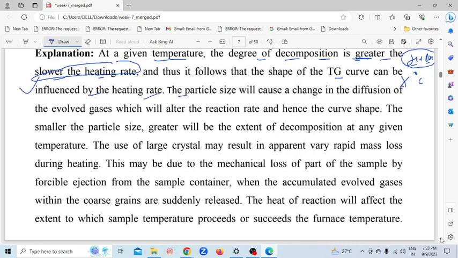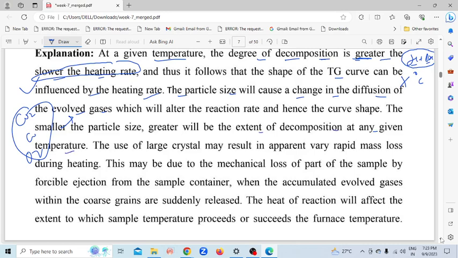Then second, the particle size will cause a change in diffusion of the evolved gas. When decomposition occurs, some gases will be generated, as we have already explained in earlier lectures, like CO2, CO, oxygen. If particles are very small, then these gases can evolve easily. But if the particle size is larger, then these gases will be accumulated in the particle only, so greater will be the extent of decomposition at any given temperature.